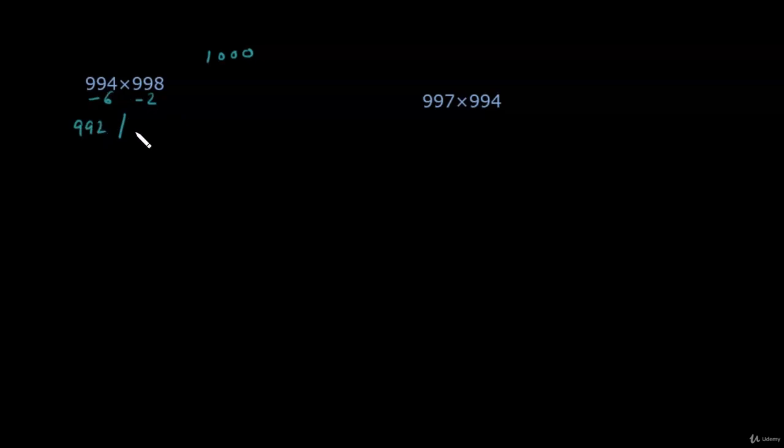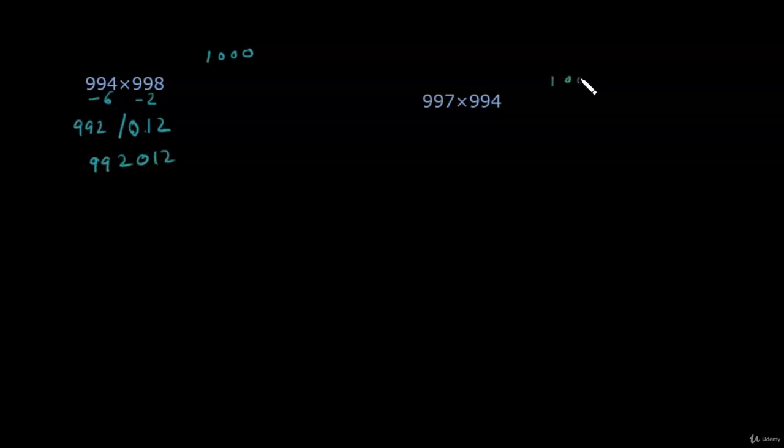For the second part of the number, because there are 3 zeros, it has to be a 3-digit number. We find the product of these two numbers, which is coming out to be 12. It has to be a 3-digit number. So 012. So the result becomes 992012.